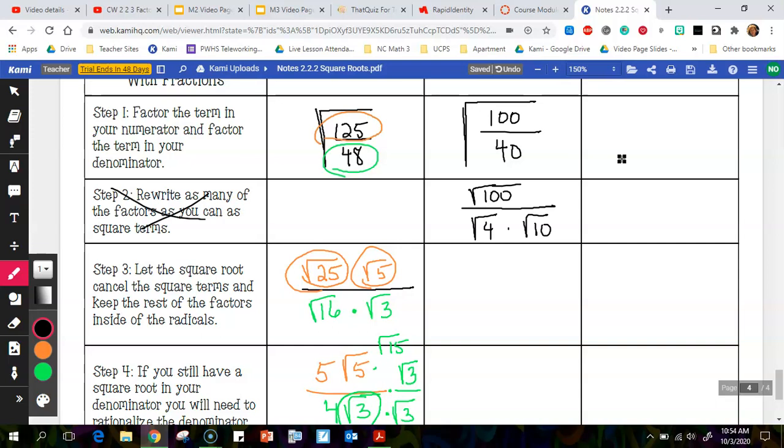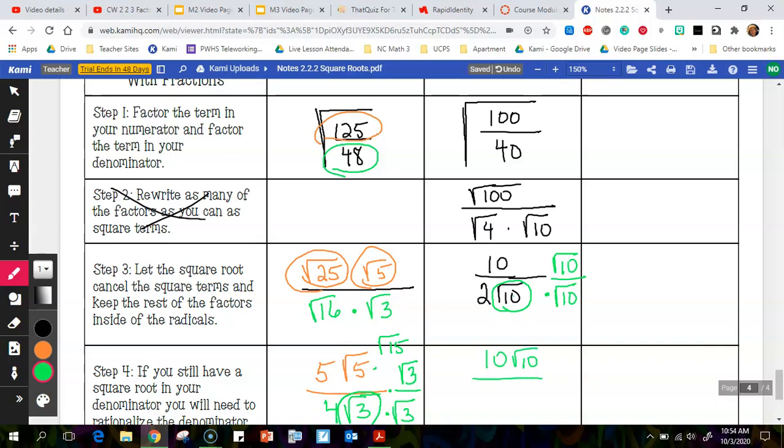Okay, square root of 100, I can rewrite that as 10. Square root of 4, I can rewrite that as 2 times root 10, because root 10 I can't simplify anymore. But I can't leave the radical root 10. Can't leave this in the denominator. So I'm going to multiply the numerator and the denominator by root 10. And so 10 times root 10 is just 10 times root 10. That's all I can do with that.